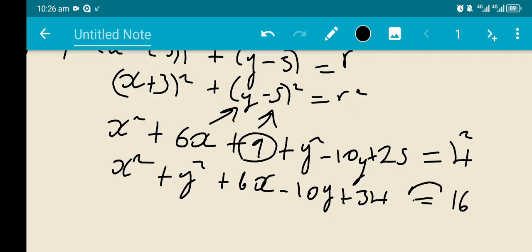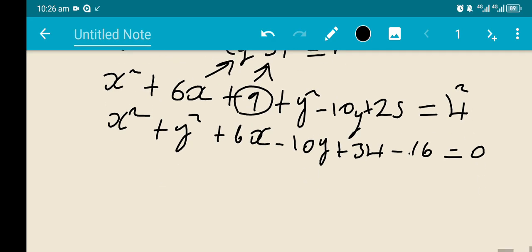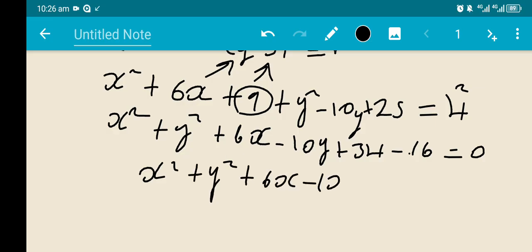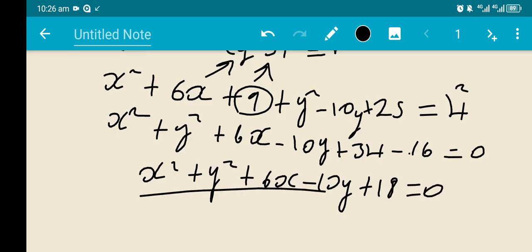Then when you take this 16 to the other side, that would be negative 16. So this would be negative 16, should be equal to 0. When we say 34 minus 16, what we're going to have is 18. So the final answer is x squared plus y squared plus 6x minus 10y plus 18 should be equal to 0. So there's our answer.